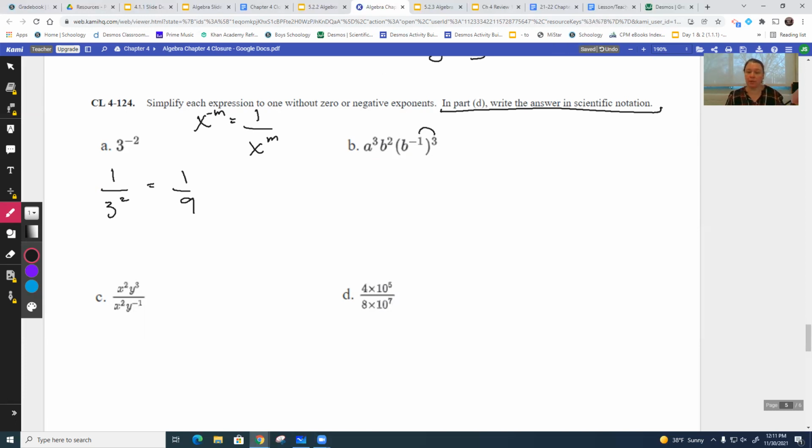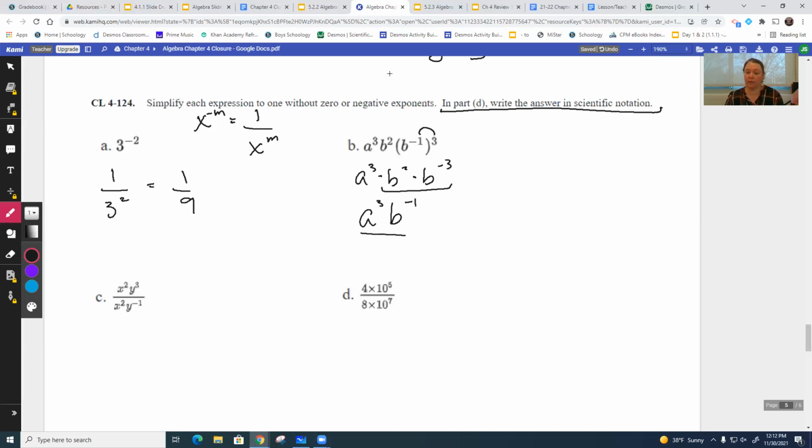This one I see parentheses, so first I'm going to do power to a power. So I have a to the third times b to the second, and then this would be b to the negative third. And I can combine these when I have the same base. I can add the exponents, so 2 plus -3 would be b to the negative first. It says no negative exponents.